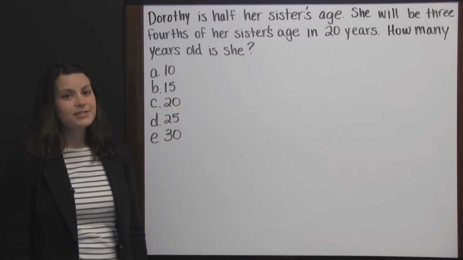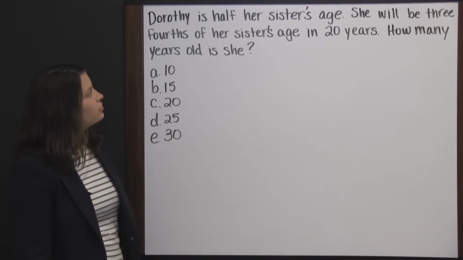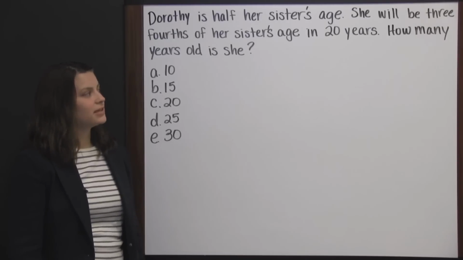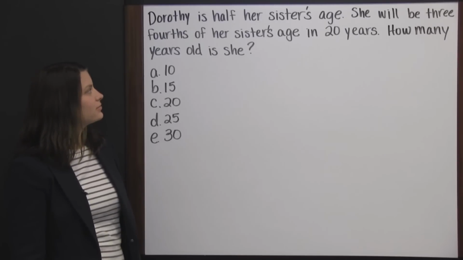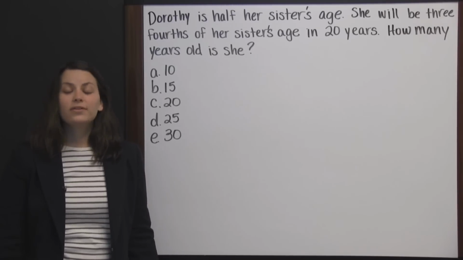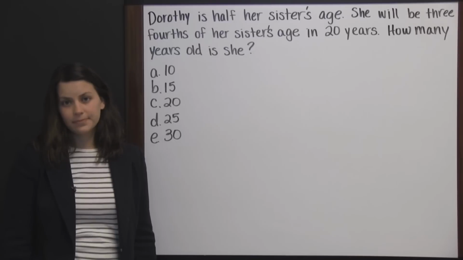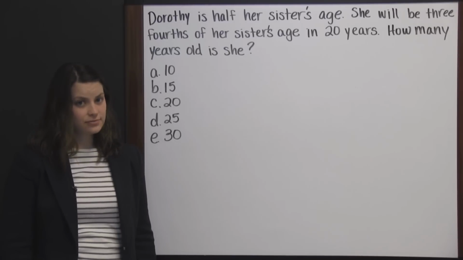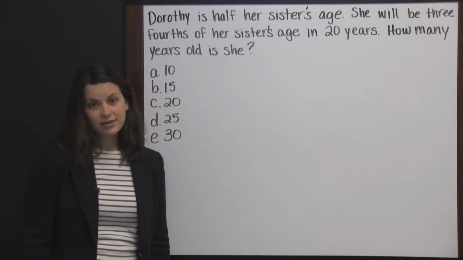Dorothy is half her sister's age. She will be 3/4 of her sister's age in 20 years. How many years old is she? We have two unknowns here. We don't know Dorothy's age, and we don't know her sister's age.